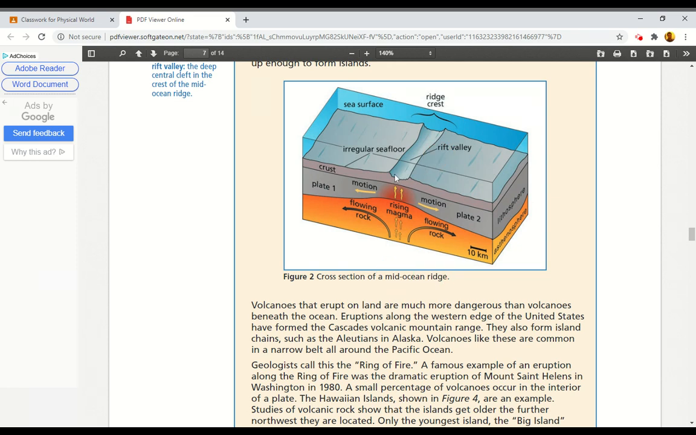Volcanoes that erupt on land are much more dangerous than volcanoes beneath the ocean. Eruptions along the western edge of the United States have formed the Cascades volcanic mountain range. They also form island chains such as the Aleutians in Alaska. Volcanoes like these are common in a narrow belt all around the Pacific Ocean.